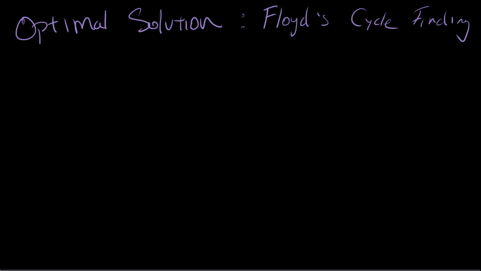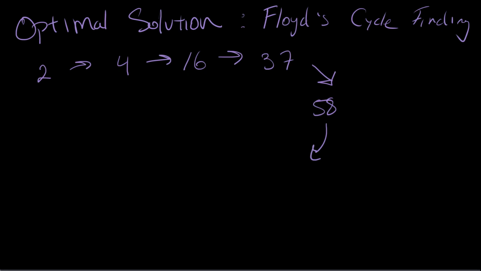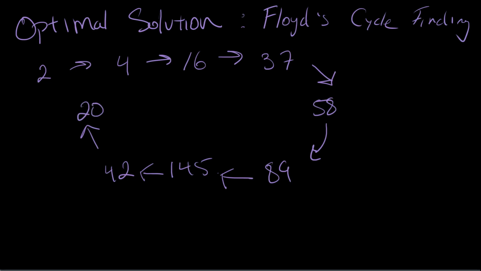The intuition here is that on our previous path, we had 2, which led to 4, which led to 16, 37, 58, 89, 145, 42, 20, which led back to 4.